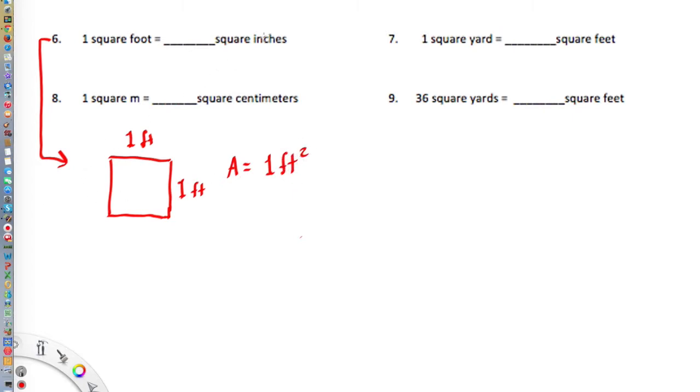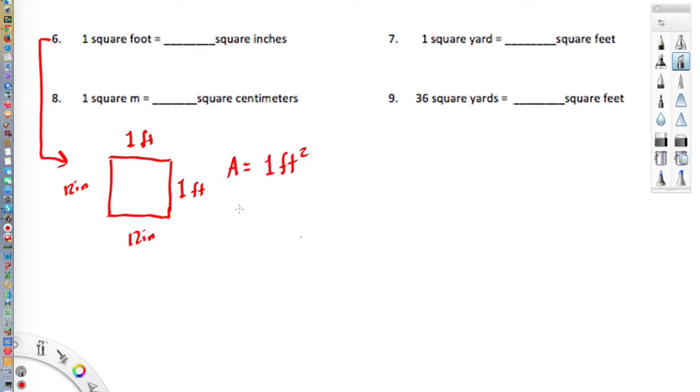But if I were to go by inches, 1 foot is equal to 12 inches by 12 inches. So this would also be equal to 12 inches by 12 inches, which would be 144 inches squared.